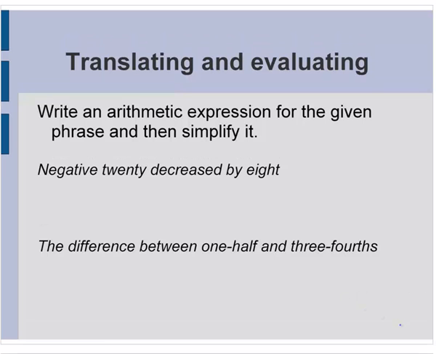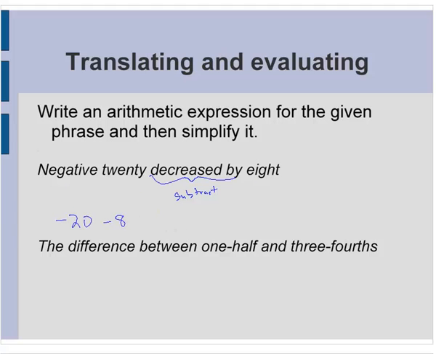Let's do a little bit more work with translating and evaluating. Here we are asked to write an arithmetic expression for the given phrase and then simplify it. Negative 20 decreased by 8. Well, the phrase decreased by tells us to subtract. So we need negative 20 subtract 8.